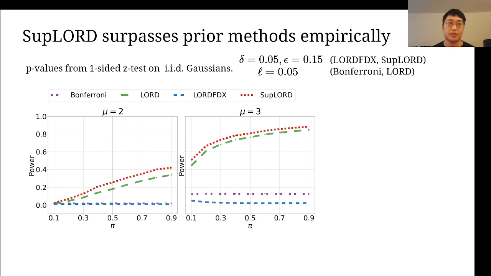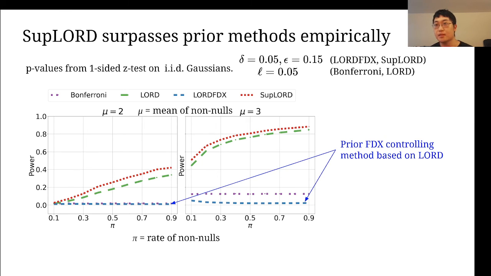So here we have a graph of power against the performance of our algorithms, both some baseline LORD algorithms, Bonferroni, which is essentially that the sum of the alpha values is controlled to be less than L, and also LORD FDX, which is the prior algorithm for controlling FDX based on LORD. Mu represents the mean of the non-nulls, and pi represents the rate at which non-nulls occur. So the higher the pi, the more non-nulls there are. We look at this prior FDX controlling method based on LORD, and its performance is quite bad. It does even worse than Bonferroni, versus our method, which is much better and does better than LORD with this parameter choice, but essentially has non-negligible power.